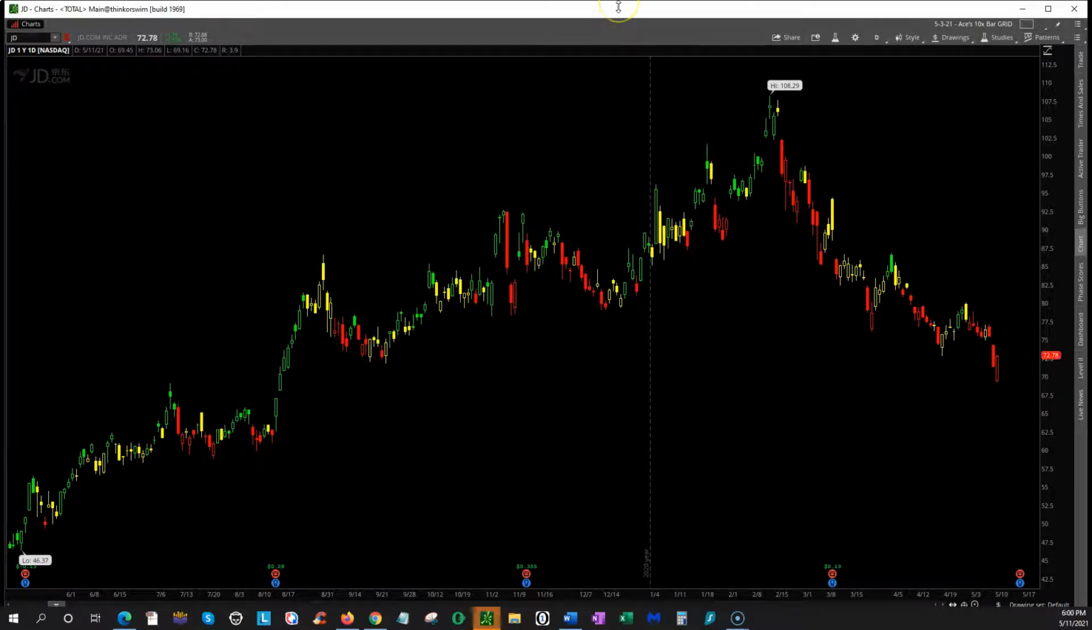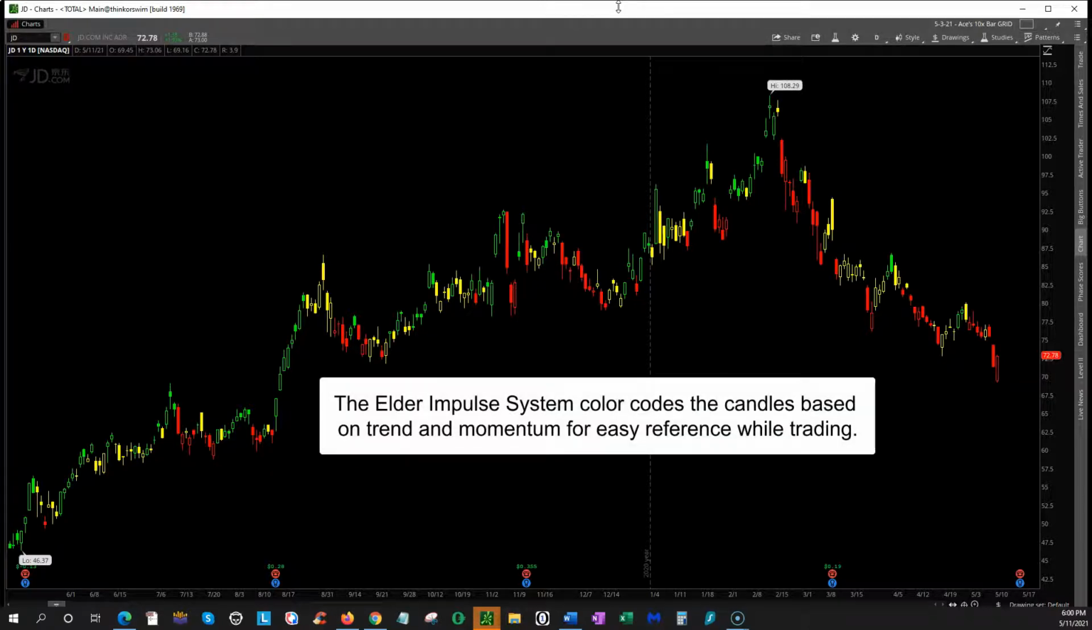What happened? Well, first of all, our bars went from being red and green to red, yellow, and green. So that's a major change. And also the red's a little bit brighter, the green's a little bit brighter, the yellow's definitely brighter. It's drawing our attention to these candle colors, okay? And this is exactly where the indicator becomes very unique. It's unique in the way that it color codes the candles based on trend and momentum for easy reference while you're looking at the charts.